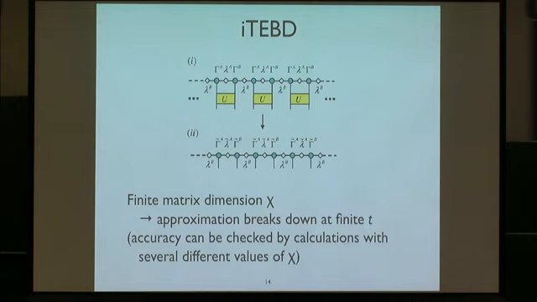Basically, what you find is that as long as you always use finite-dimensional matrices, then if you do a time evolution simulation, this approximation breaks down at some finite time. And when it breaks down depends on the matrix dimension chi. So you can check the accuracy by doing the same calculation using different values of the matrix dimension, and then you can check how far you can trust the result on time evolution.